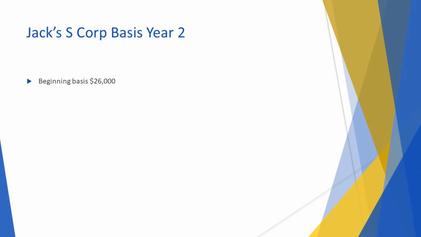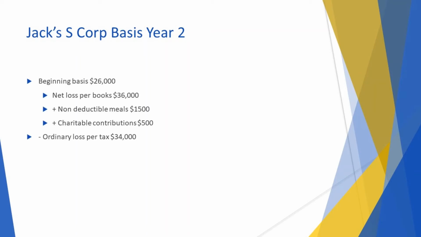Back to basis. Beginning basis, $26,000. Subtraction for ordinary loss, $34,000. Subtraction for non-deductible meals, $1,500. Subtraction for charitable contributions, $500. A little math, and we have a basis before distributions of $8,000 negative. Wrong.